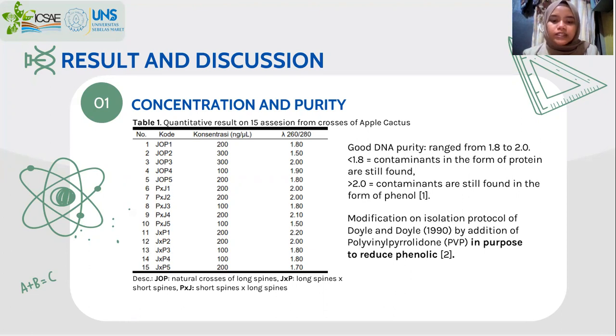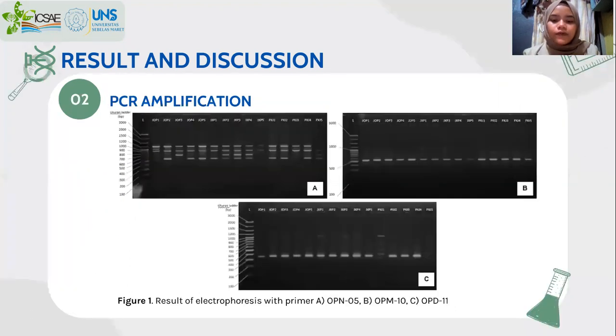If the DNA purity value is less than 1.8, it means that contaminants in the form of protein are still found, while a DNA purity value is more than 2.0 means that contaminants are still found in the form of phenol. Then for PCR amplification, as shown on figure 1, showed that electrophoresis were carried out after successful DNA amplification.